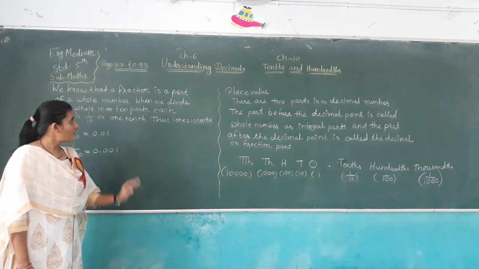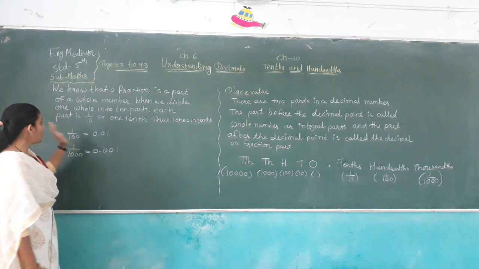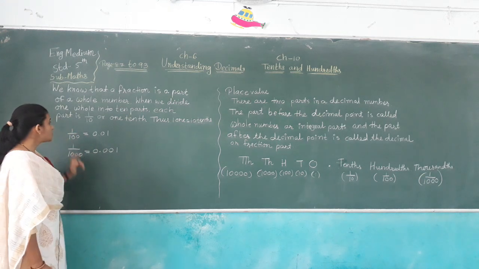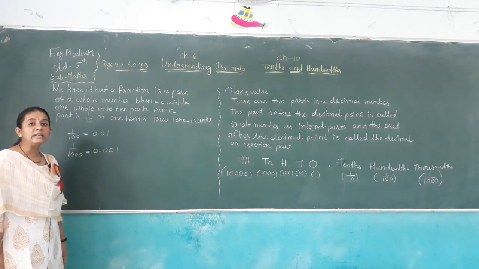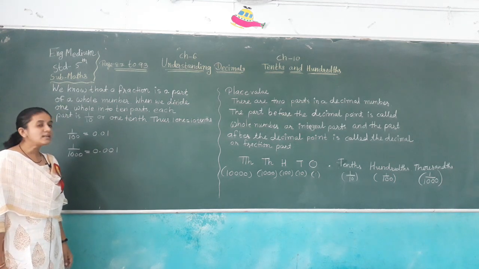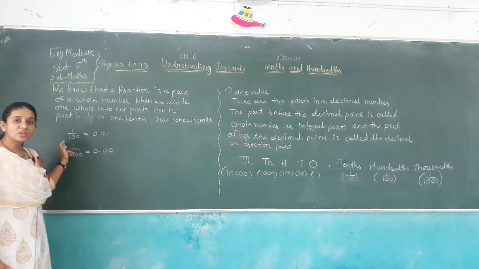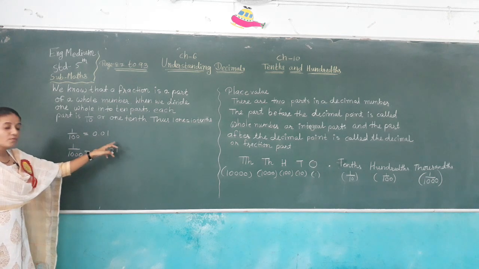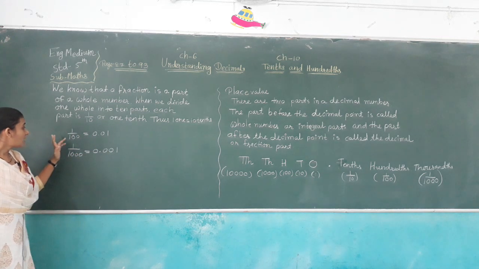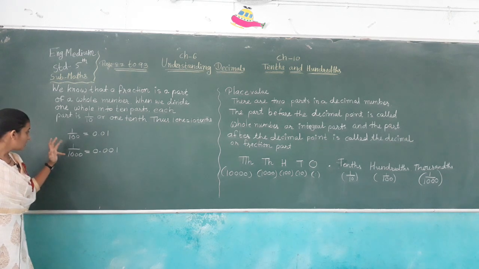We know that a fraction is a part of a whole number. When we divide one whole into 10 parts, each part is 1 out of 10, or 1/10. Thus 1 is equal to 10/10. Here 1 divided by 100, so it's 0.01. Then 1000th.